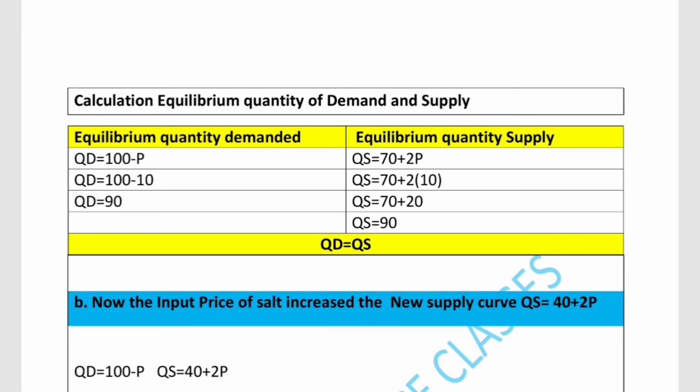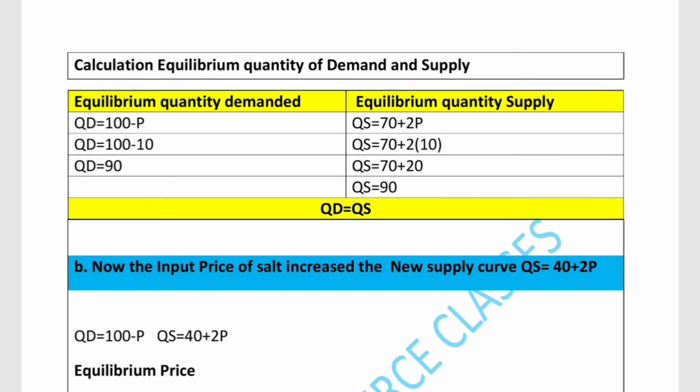So what is the quantity demanded we got? 90. What is the quantity supplied we got? 90. So in case of A, both quantity demanded and quantity supplied are equal. That's why we write QD is equal to QS.